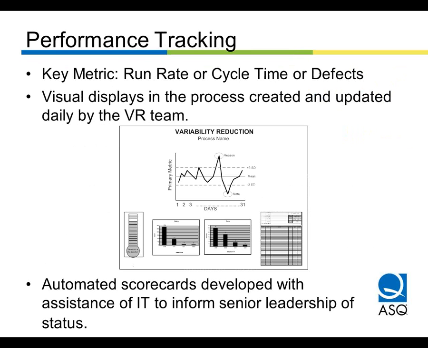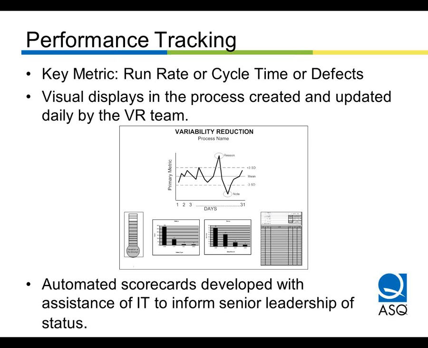Performance tracking was another key element. Now, one of the nice things here was that there was one single key metric across all manufacturing assets, and that was run rate. Or for the transactional processes that later deployed variation reduction, it was cycle time or defects. This common key metric allowed for very defined roadmap and checklists for implementation. It also allowed for sharing across the organization of best practices and learnings.